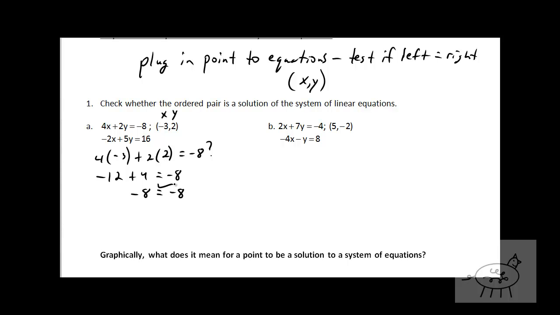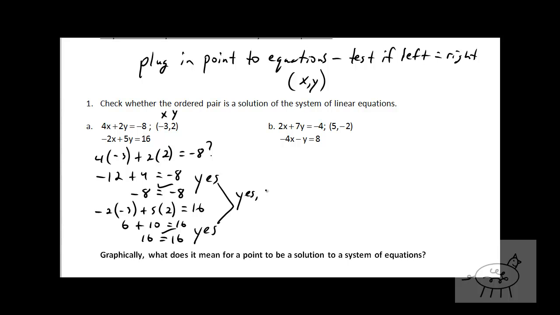So that one's true. Now, in order for it to be a solution, it has to work in both equations. So let's plug that in. -2 times -3 plus 5 times 2, does that equal 16? Well, it's 6 plus 10 equals 16, and 16 does equal 16, so that's true. So since both of these are yes, we say yes, it's a solution.